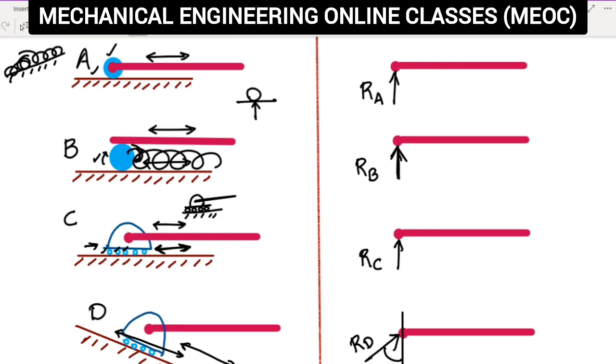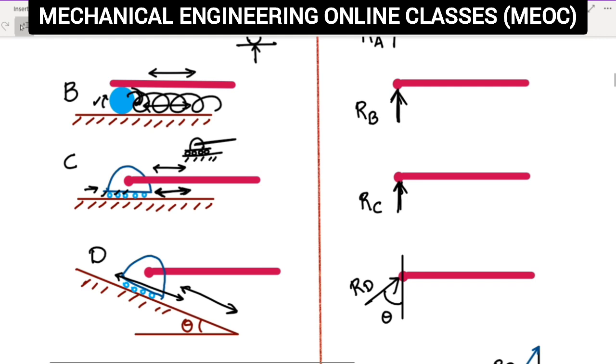At C, because C is also rolling along the horizontal plane, the normal reaction will be perpendicular to it. And now here on the inclined plane, because the object is on the inclined plane, there is a normal reaction. Normal means perpendicular to the surface of contact. The surface of contact here is the inclined plane, so normal to the inclined plane will be our normal reaction, that is RD.